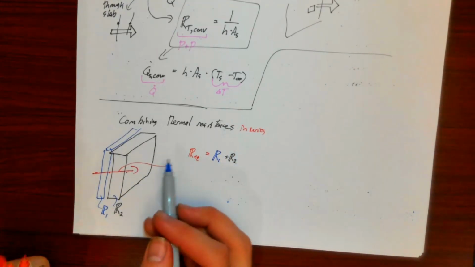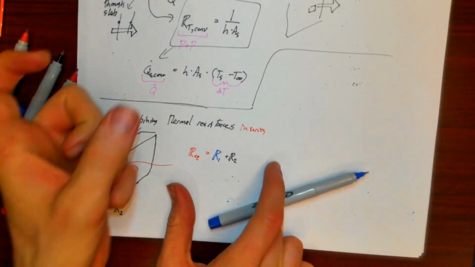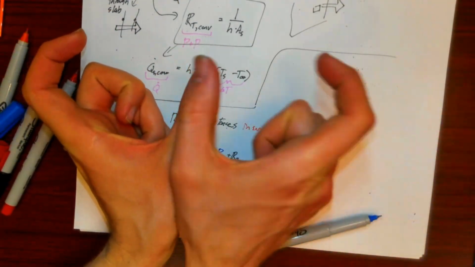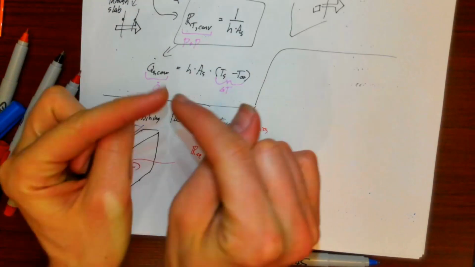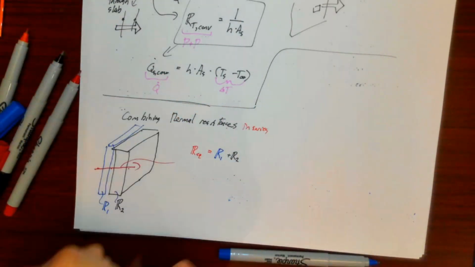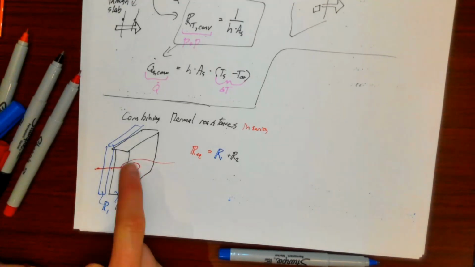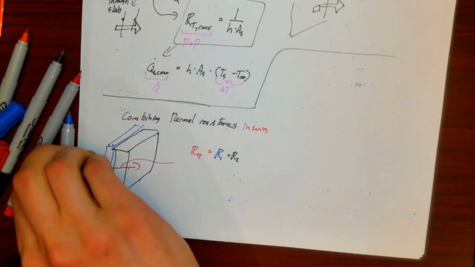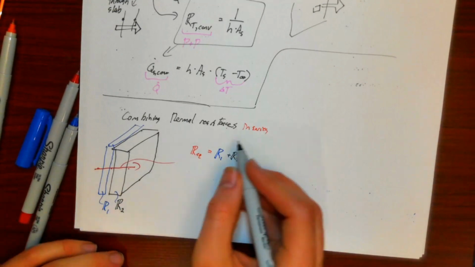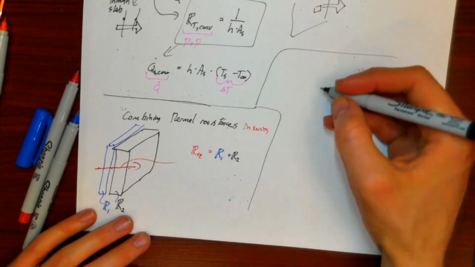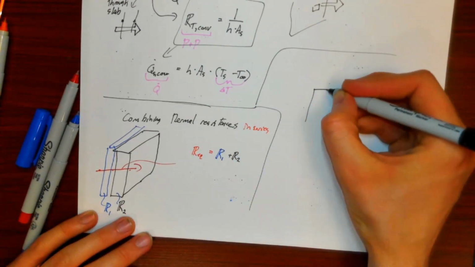Similar to how you would have electrical resistances or fluidic resistors. If I have a fluidic resistor where I have one pipe and then I connect a second pipe to that, the equivalent resistance is basically going to be the sum of those two resistances. And it's the same with solids as well. This isn't just combining solids in series.